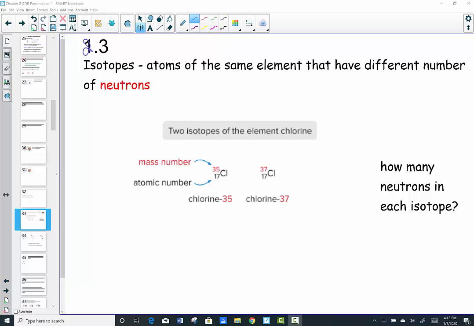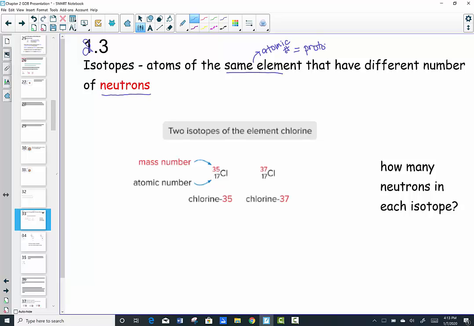Let's begin by referring to isotopes as atoms of the same element that have a different number of neutrons. So, what makes one atom of the same element different, making them weigh different amounts, would be the number of neutrons inside of their nucleus. Remember that if they are indeed the same element, this means that they must have the same atomic number, because the atomic number gives the atom its identity.